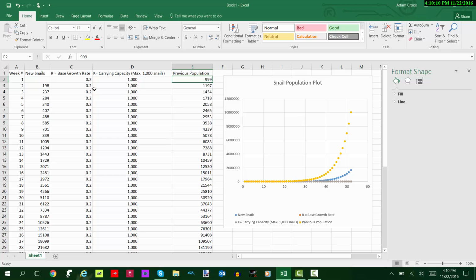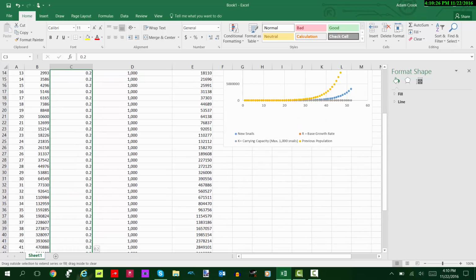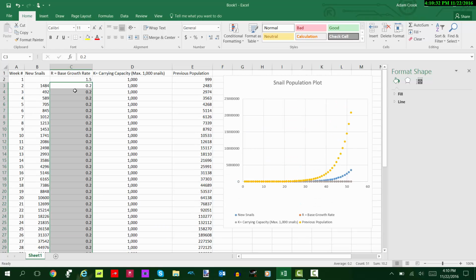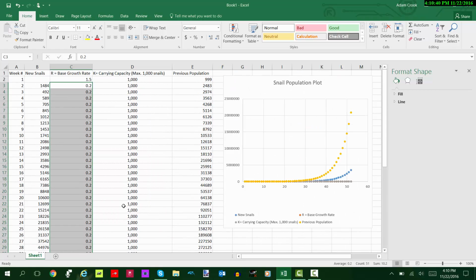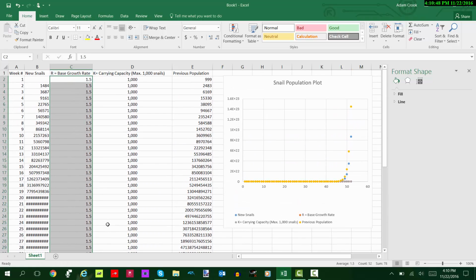0.2. We gotta change the growth rate a little bit, and our first growth rate is back to 150, so 1.5. For everything, it's going to be 1.5. Oh, I didn't do it right. Here we go. Come on, change it. You didn't include that. Whatever. All right, there we go. Oh my.